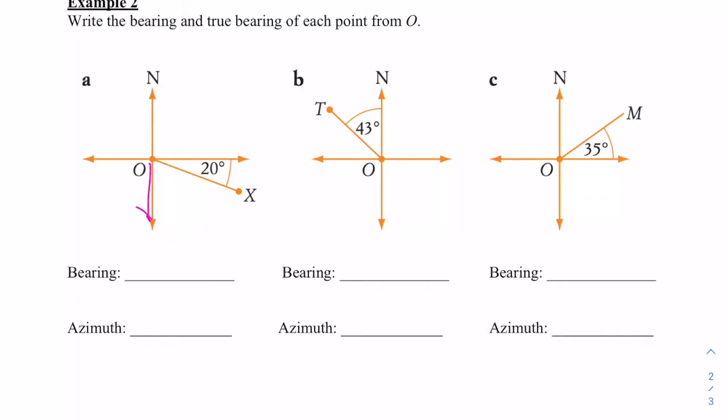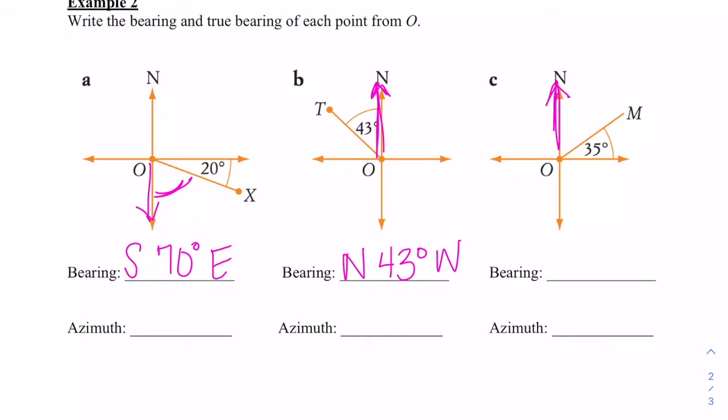Remember, first we're looking at whether it goes north or south, and it's closest to the south. And then this acute angle would just be 90 minus 20, which is 70 degrees east. For the second example, it's closest to the north, so we're going to start with north, and then it's given right there, 43 degrees west. For C, we're going to start north, and then we have to look for this complementary angle. 90 minus 35 is just going to be 55. So 55 degrees east.